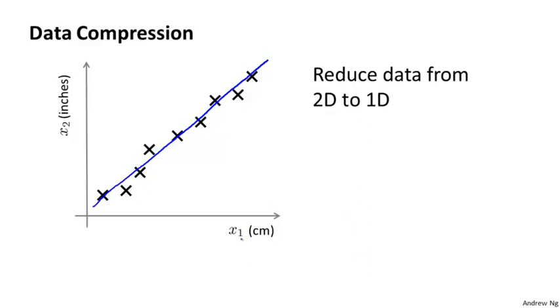And if the length in centimeters was rounded off to the nearest centimeter and the length in inches was rounded off to the nearest inch, then that's why these examples don't lie perfectly on a straight line: because of round-off error to the nearest centimeter or the nearest inch. And if we can reduce the data to one dimension instead of two dimensions, that reduces the redundancy.